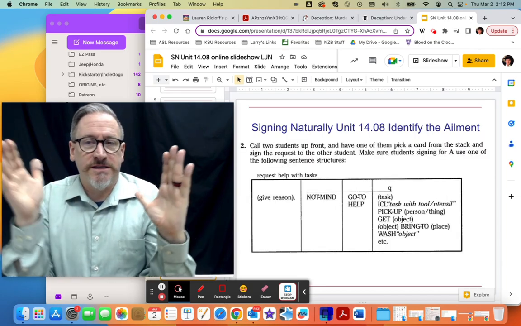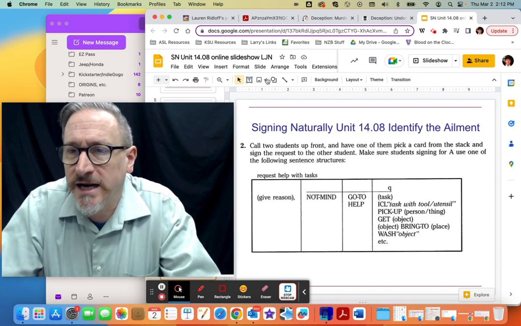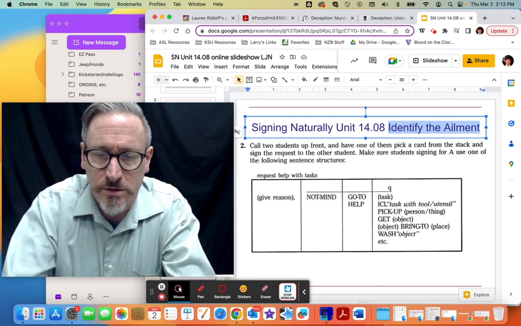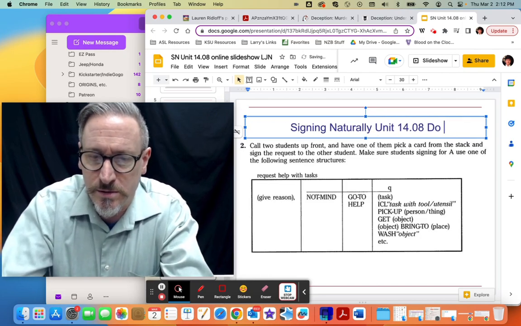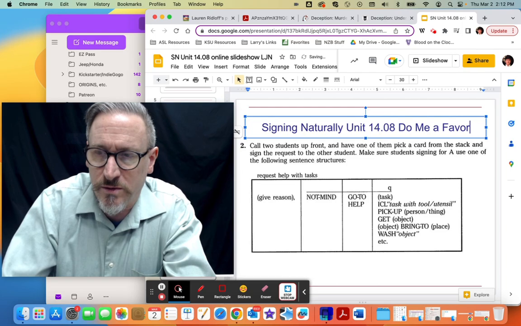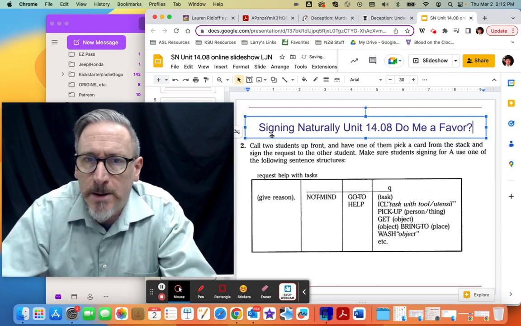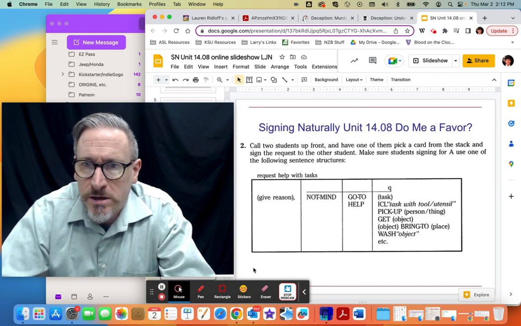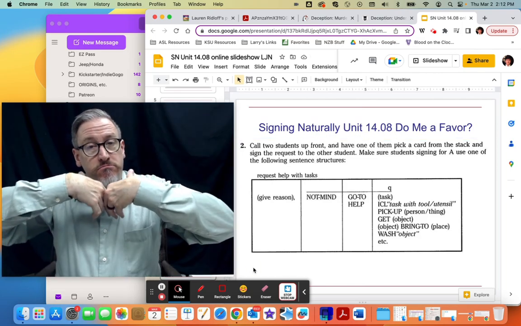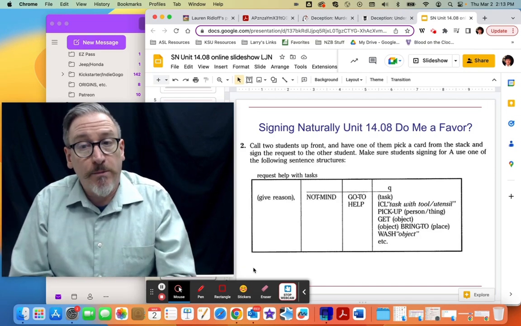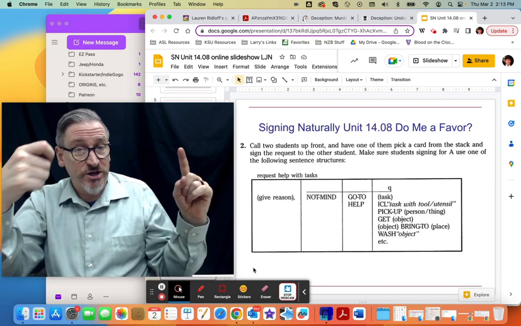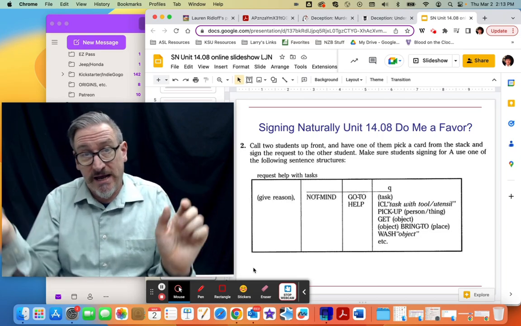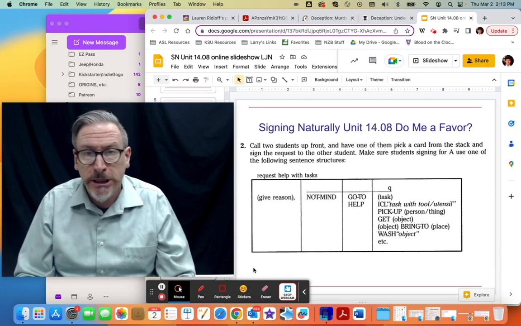So now again, we're just. Oh, it's not identify the ailment. Are you going to do me a favor? Question mark. Okay. So just more activity, but this is a good thing to practice. And as I was saying, switching out individual signs. Let's just take a look at one of these sentences, sign it once, and then do it again and switch out one. So give a reason.